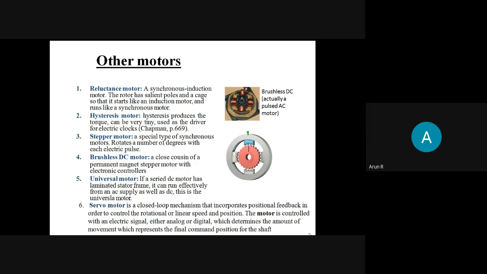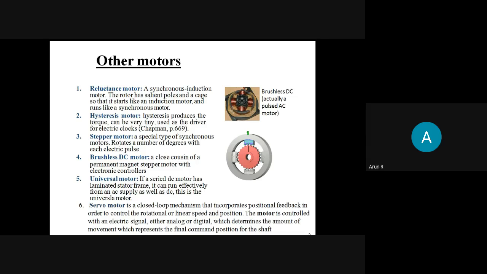Stepper motor, a special type of synchronous motor, rotates a number of degrees with each electric pulse, giving precise control for any kind of electrical device. Brushless DC motor, a close cousin of a permanent magnet stepper motor with electronic controllers. Transistor H circuits are used for the electronic controller. Universal motor: if a series DC motor has a laminated stator frame, it can run effectively from an AC supply as well as DC. This is the universal motor.